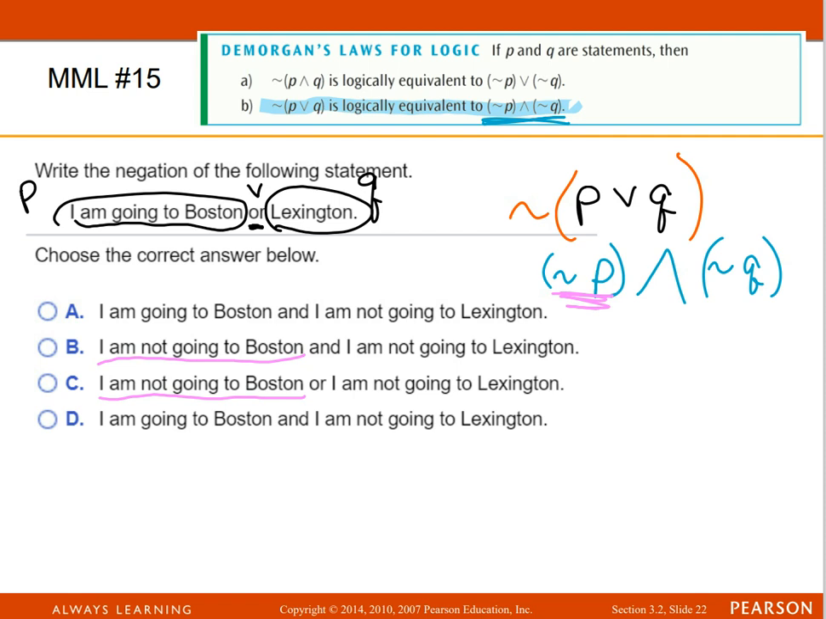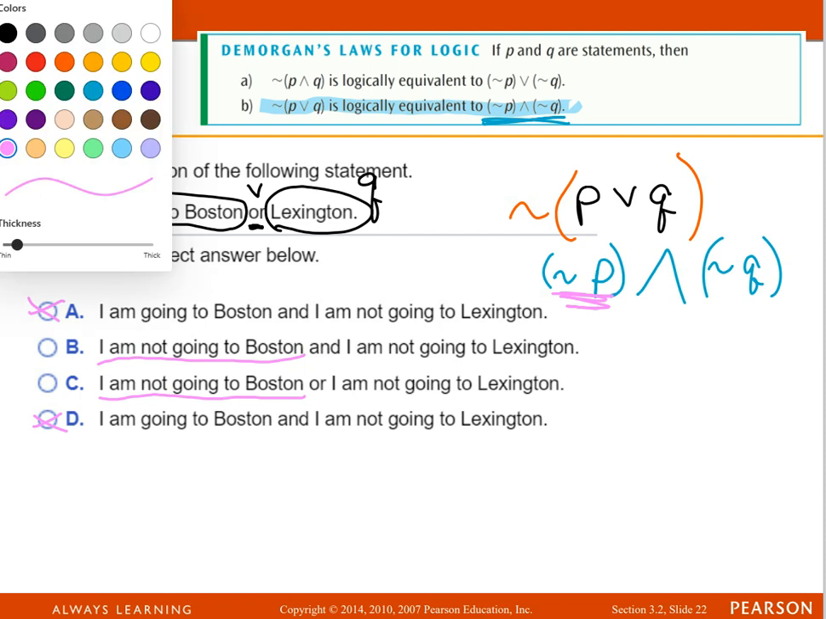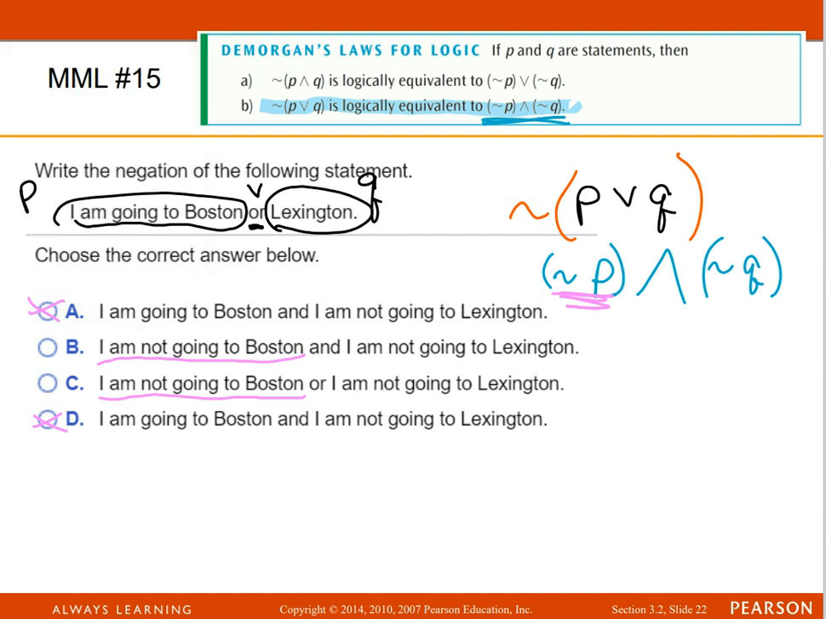A and D say I am going, so it can't be A or D. But then the next part is where I will figure it out, because this one has an and in it. That's an and. This one is an or, so it can't be this one. It's got to be B. But just to verify the rest, this part here, Q was they were going to Lexington, so the negation of Q is I am not going to Lexington. So it's definitely B. And that is the De Morgan's laws examples.